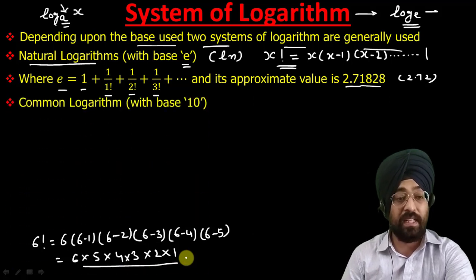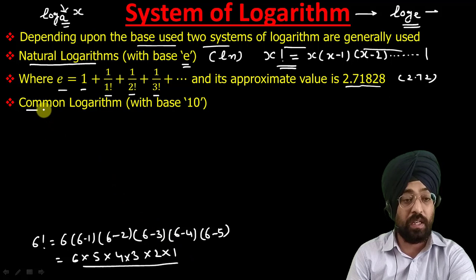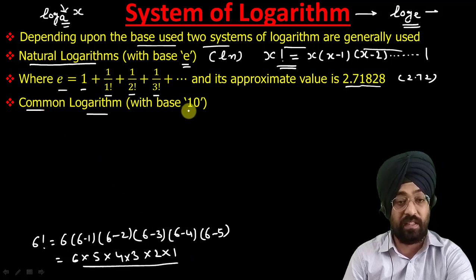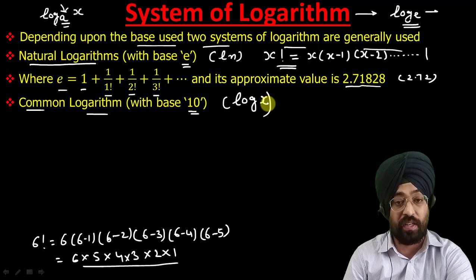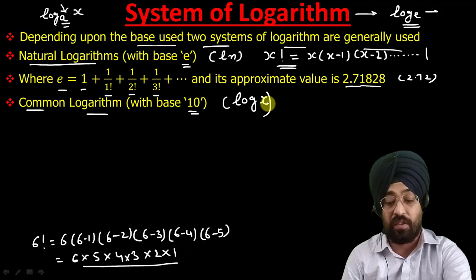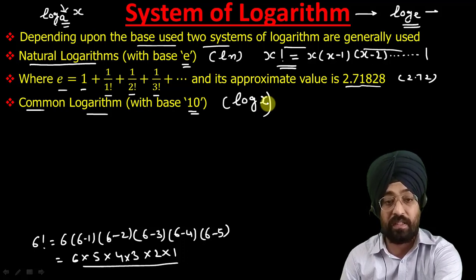The second system is called common logarithm, which is with base 10. These are the two general logarithms. It is written as log. If nothing is specified, that means by default it is with base 10. So this is how we write the log with base 10.